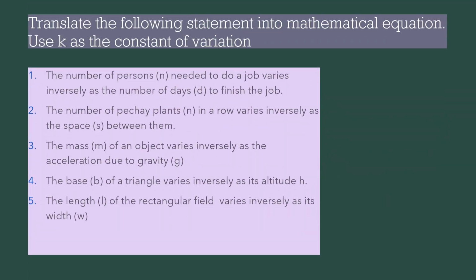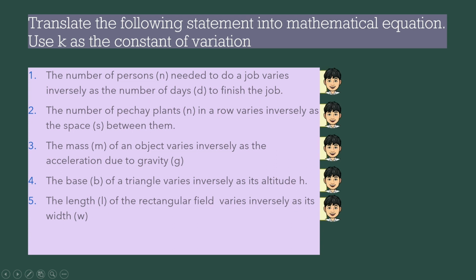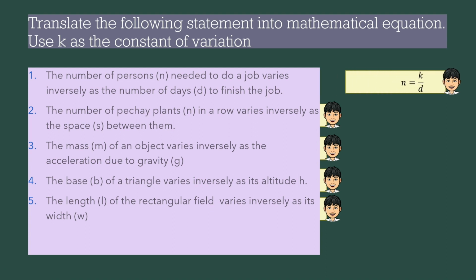Let's try to translate the following statement into a mathematical equation. Use k as the constant of variation. Let's try to answer number 1. The number of persons n needed to do a job varies inversely as the number of days d to finish the job. The answer is n is equal to k all over d.